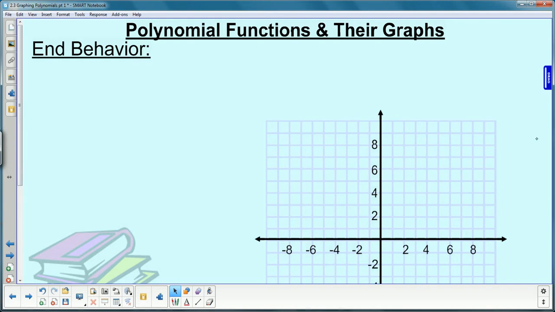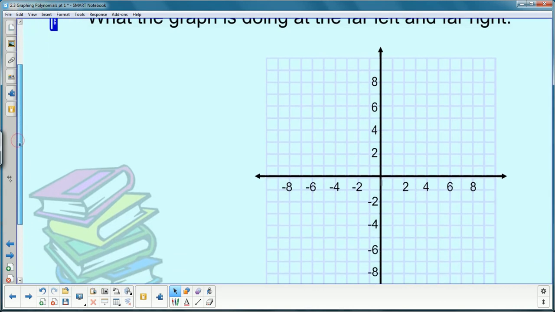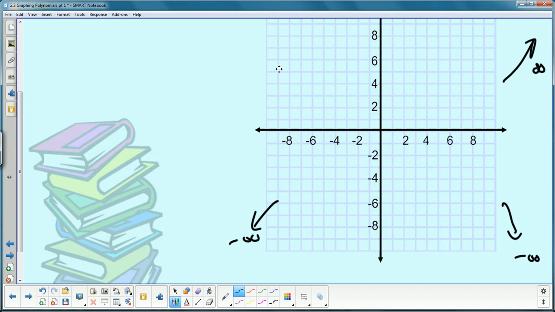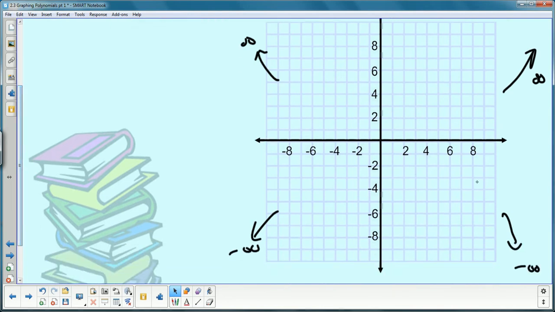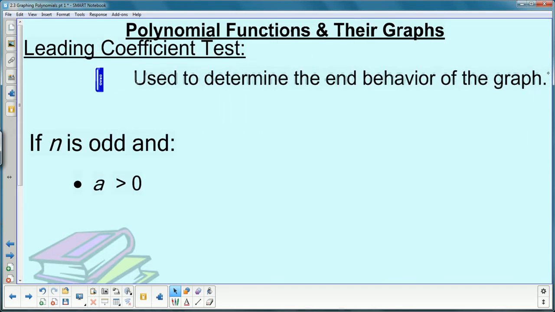End behavior means what does the graph do when we are at opposite ends, so far left and far right. When we talk about polynomials, at the far right everything's either going to be going up to positive infinity, or the function is going to be going down to negative infinity. And at the far left, same idea. We're either going down to negative infinity or up to positive infinity. So that's how our graph behaves. Every polynomial is going to have this kind of behavior. So the leading coefficient test is going to tell us what that end behavior is.